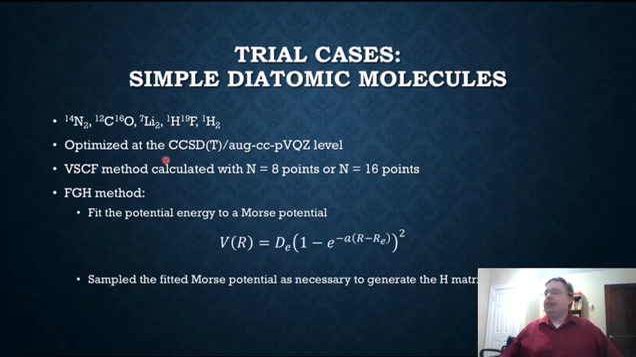So in these calculations, I'm going to compare the VSCF method with either 8 or 16 points. I'm going to compare that to the FGH method. For the purpose of our comparisons, what I did was I fit the Morse potential to the potential energy points that we got. We did this because we wanted to be able to sample along the Morse potential for the number of points that we needed in order to generate these comparisons. Let's first do N2.